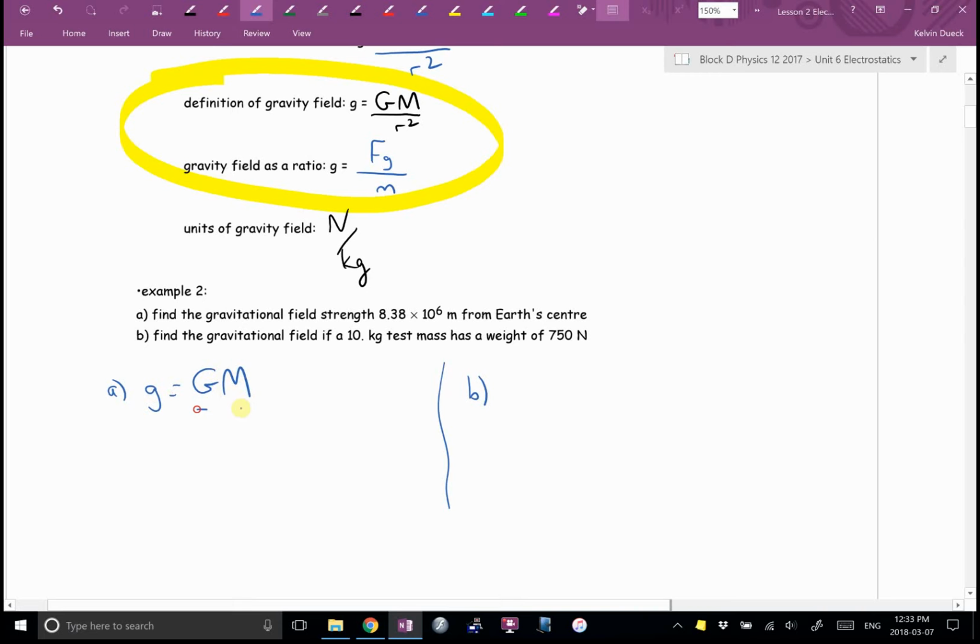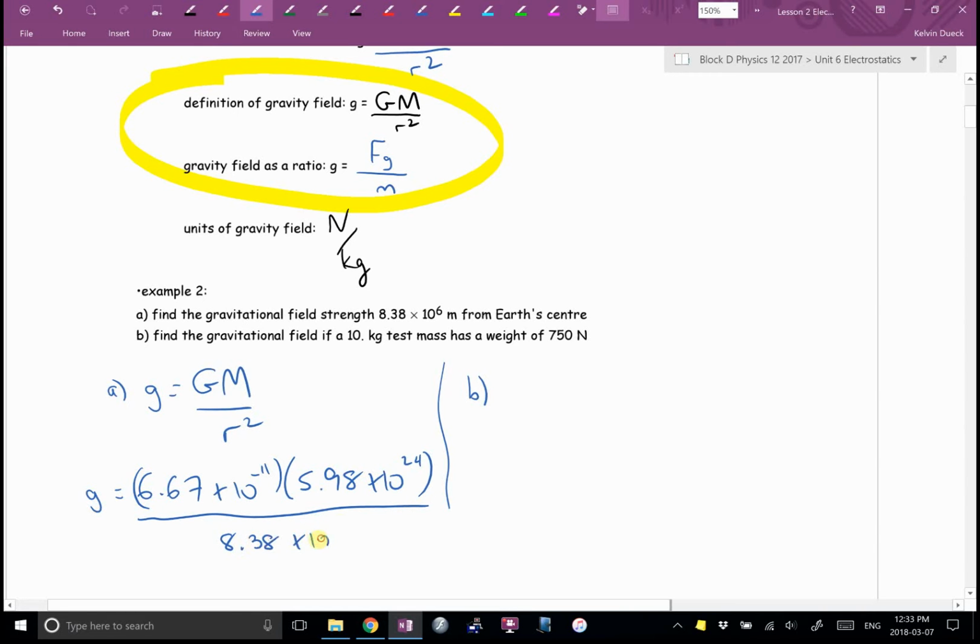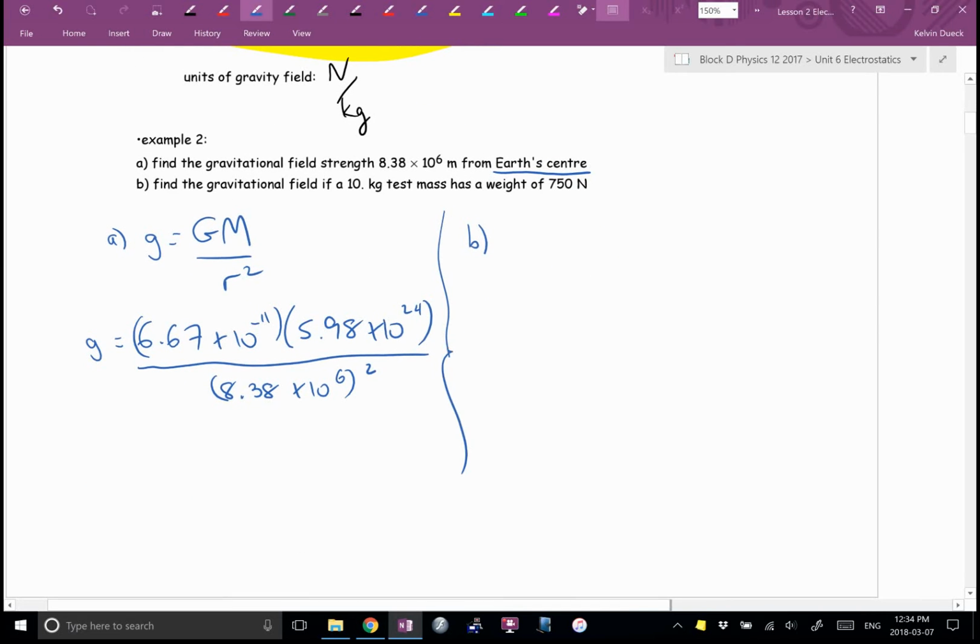Big G, big M over R squared. It's going to be 6.67 times 10 to the negative 11, 5.98. I still have these numbers memorized for this unit. And R was 8.38 times 10 to the 6th, squared. I don't have to add the radius of the Earth because it did say from the Earth's center. What do you get? Can you crunch that on your calculator, please? 9.8? Yes? Because we're further from the Earth.